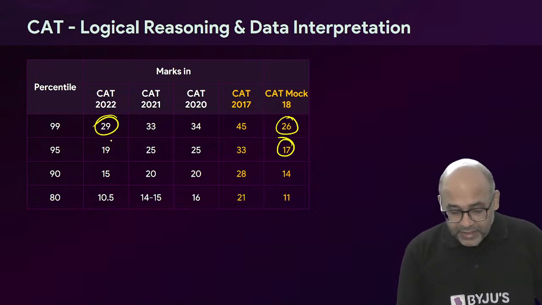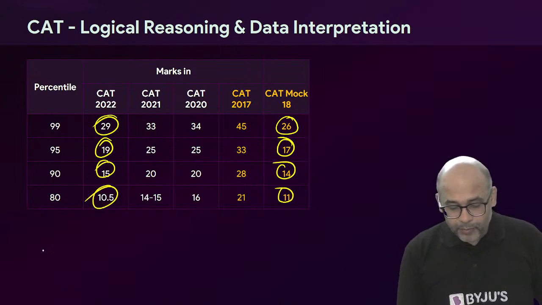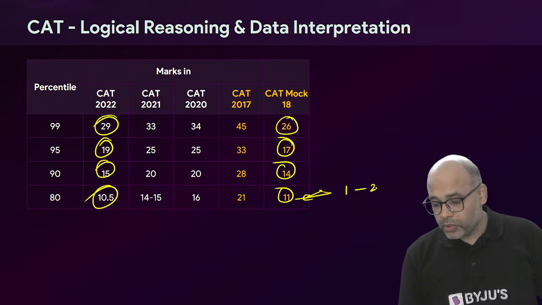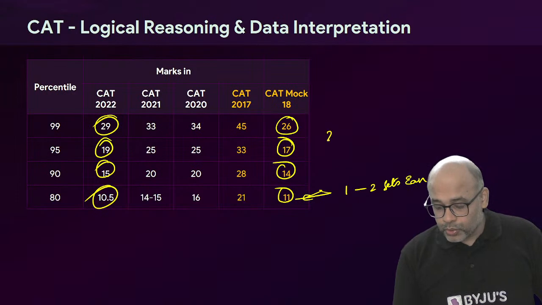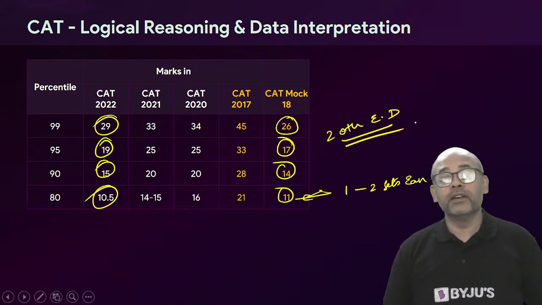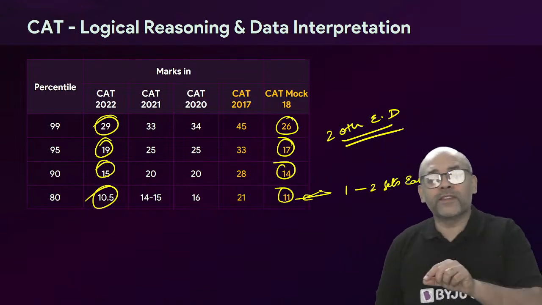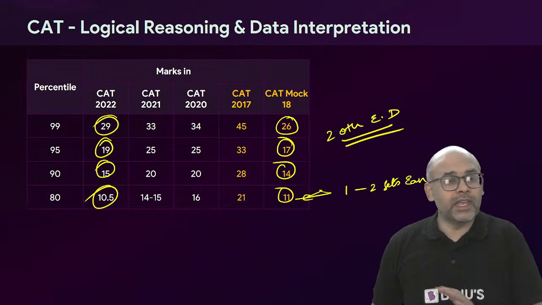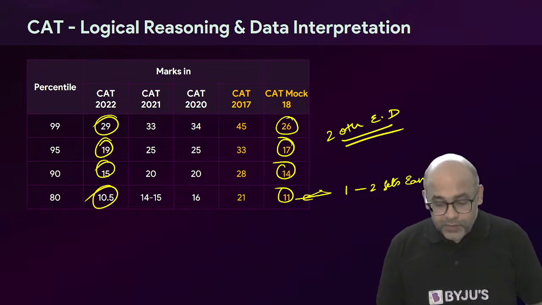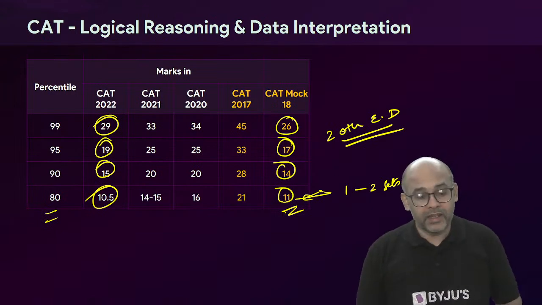Whereas 17 and 19, 14 and 15, and 11 and 10.5. So basically they were about 1 or 2 sets which were easy. The other 2 were extremely difficult. Again, that's what this basically tells you, that 1 or 1.5 sets were very easy. Most of those students have done them. That's why you got 11 for the same percentile compared to the last year of CAT.